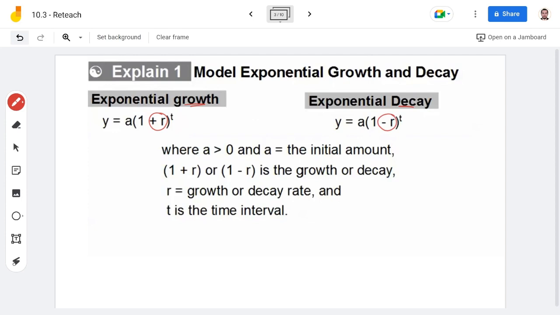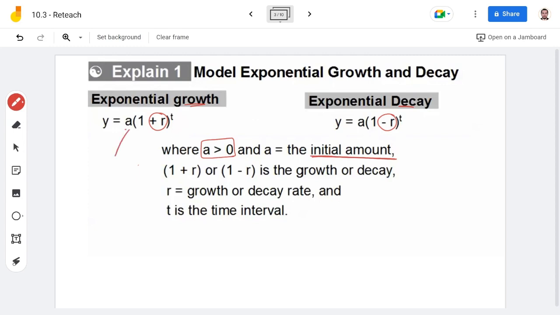First, let's start with a. What's a here? A should always be greater than 0, because if a is equal to 0, then 0 times anything to the power of t is equal to 0. So we can't have a equal to 0. Now, a means the initial amount.